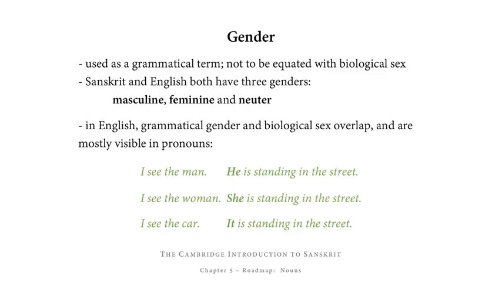So, for example, I see the man, he is standing in the street. He is referring to the man, and I'm using the masculine pronoun because I'm referring to someone who is biologically male. I see the woman, she is standing in the street. She is referring to the woman, and I've chosen she rather than he because I'm referring to someone who is biologically female. And then finally, I see the car, it is standing in the street. It refers to the car, and I've chosen the neuter pronoun because in English, anything that isn't biologically male or biologically female is referred to in the neuter as it.